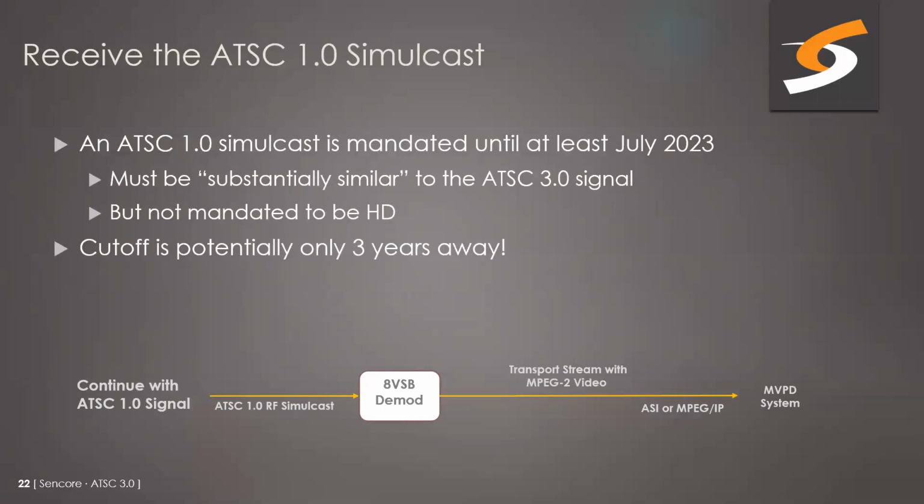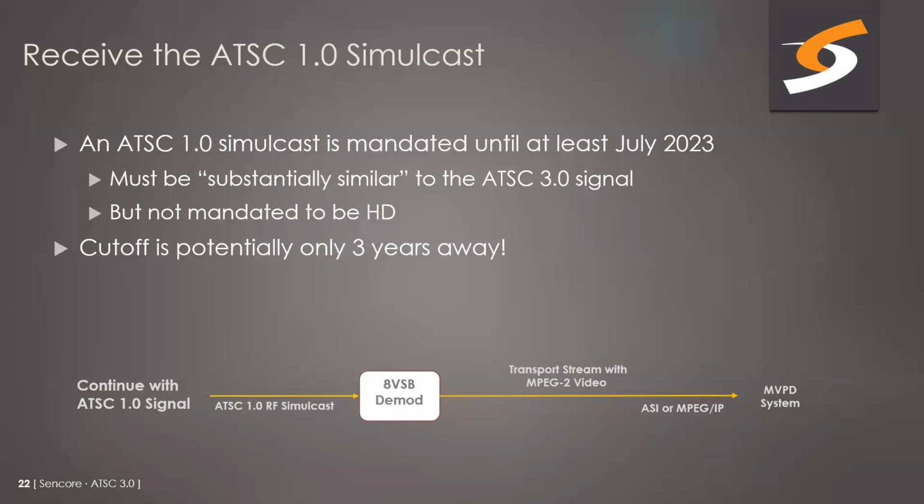The other option right now is to receive the ATSC 1.0 simulcast. Like we mentioned earlier, those simulcasts are on the air until at least July 2023. They've got to be substantially similar to the ATSC 3.0 signal, but they are not mandated to stay HD if they were HD before. So it is possible that the MVPD, if they were relying on the simulcast, would have a signal that's not nearly the same quality as the ATSC 3.0 or even as the ATSC 1.0 was before.